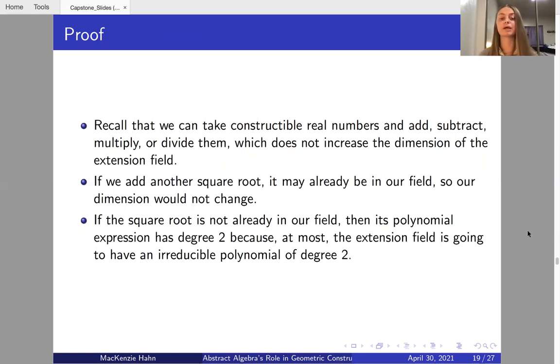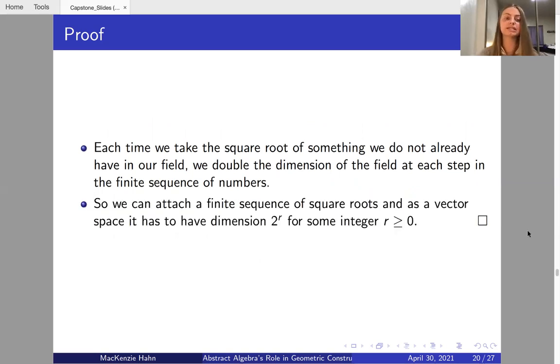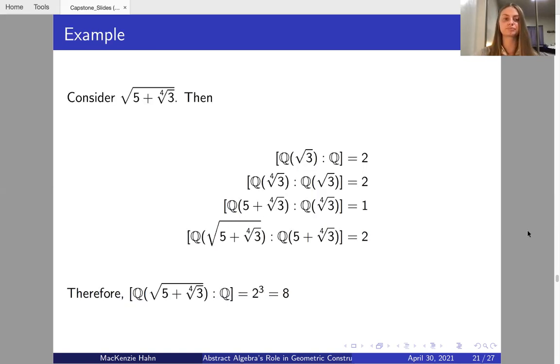If the square root's not already in our field, however, then its polynomial expression has degree 2, because at most the extension field is going to have an irreducible polynomial of degree 2. So each time we take a square root of something that we don't already have in our field, we're going to be doubling the dimension of the field at each step in that finite sequence of numbers. So ultimately, we can attach a finite sequence of square roots, and as a vector space, it's going to have a dimension 2^r for some integer r that is greater than or equal to 0.